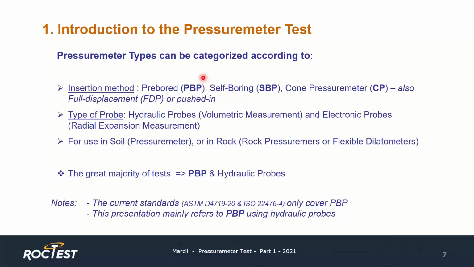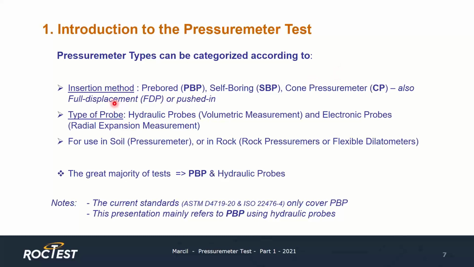Pre-bored pressure meters require making the borehole before inserting the probe. Self-boring pressure meters are different. The probe includes cutting tools that will allow to make the borehole and to insert the probe at the same time. Cone pressure meters are simply pushed or driven directly in the soil.